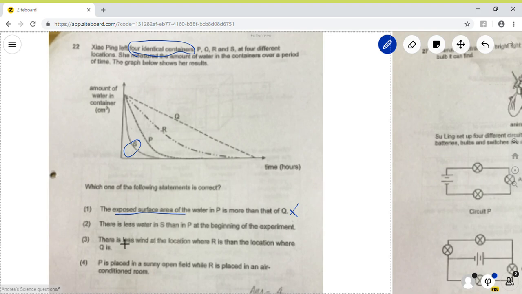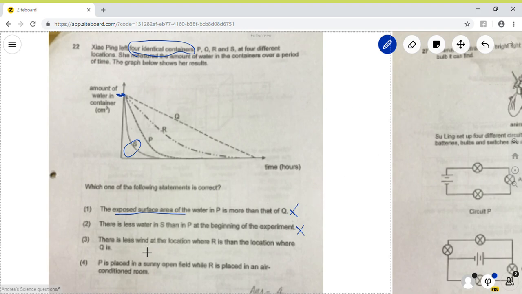So we look at the second one. There is less water in S than P. This is not true also. Why? Because they all start from the same amount. See, this is the same amount, right? So they all start from the same amount.